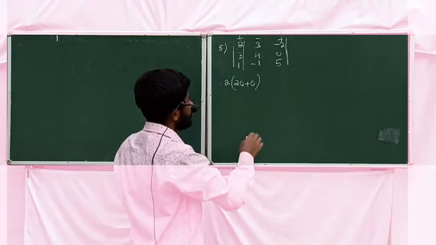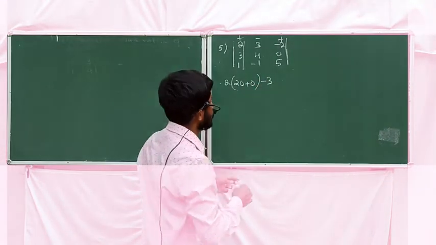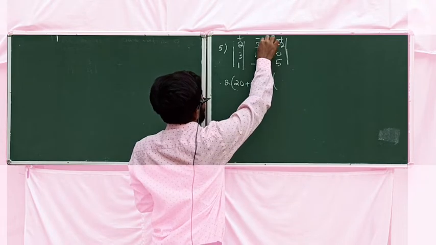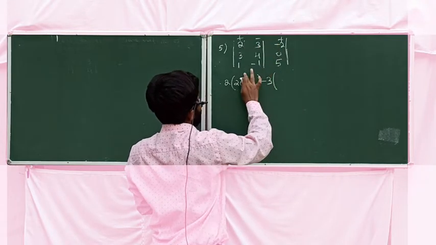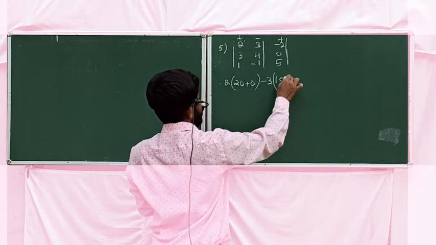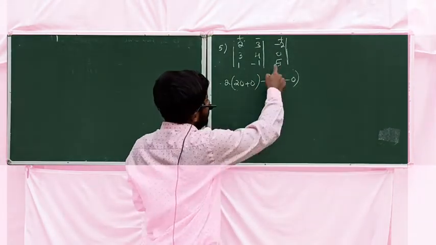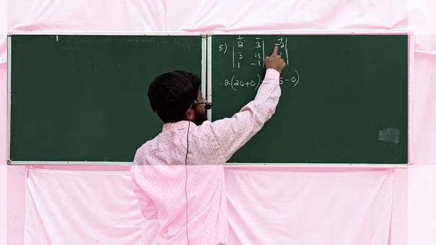Okay. Then say second entry is minus 3 into you need to cancel this column, right? So what you will get? 3 into 5 is 15, 1 into 0, minus 0. Okay. Then see next entry plus, but here entry minus is there.